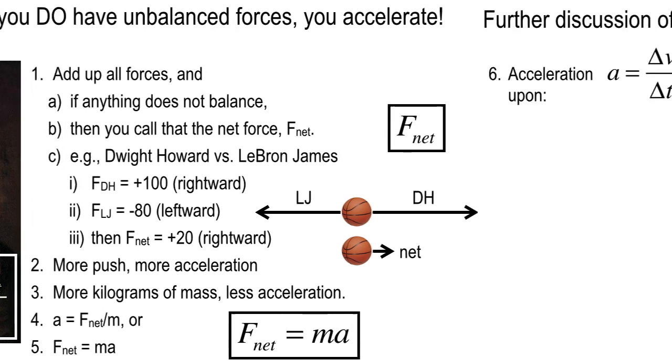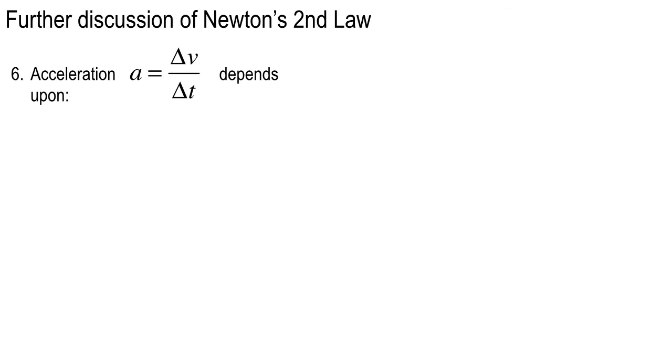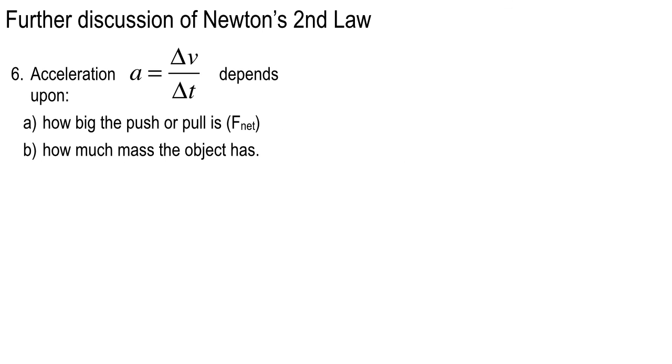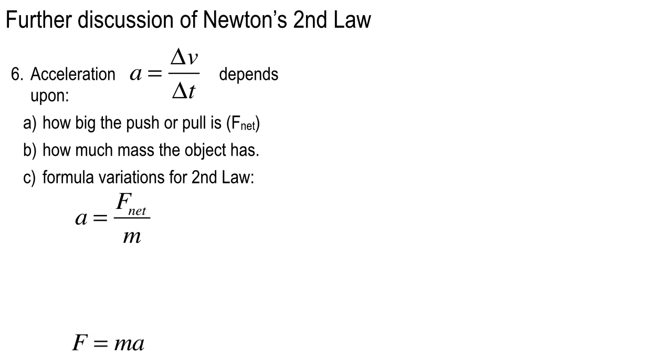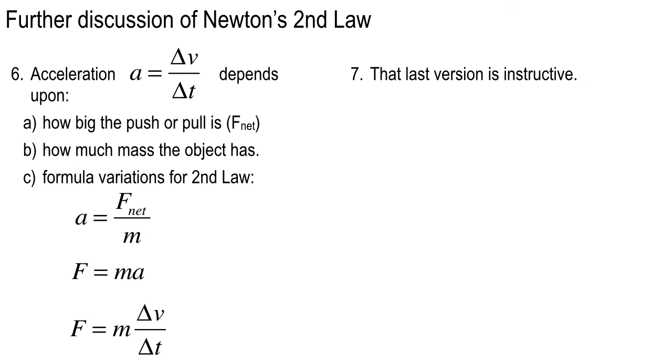Now, let's keep going. Item 6. Now, we know this. Acceleration is delta V over delta T. And the pull force or the push force is going to give you F net. And the acceleration depends on how much mass the object has. Now, we encode that with this set of equations. And really, F equals MA can be written in this manner here: M times delta V over delta T.